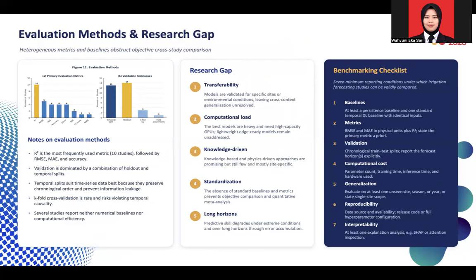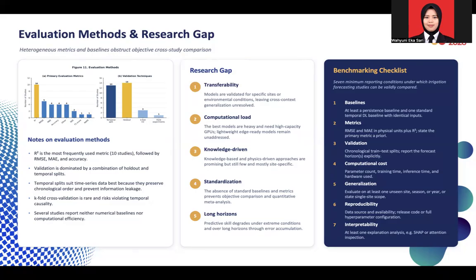Okay, the next is evaluation methods and research gaps. This brings me to how these models are evaluated and to the central problem of the field. R squared is the most frequent metric, in 10 studies, followed by RMSE, MAE, and accuracy. Validation is dominated by hold-out combined with temporal splits. This is the appropriate choice, because temporal splits preserve chronological order and prevent leakage. K-fold is rare and risks violating temporal causality.